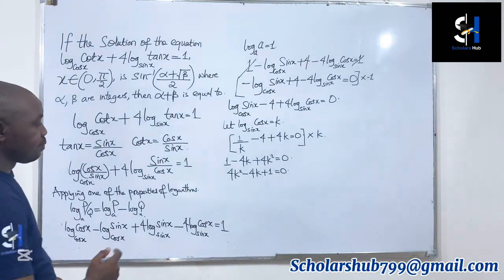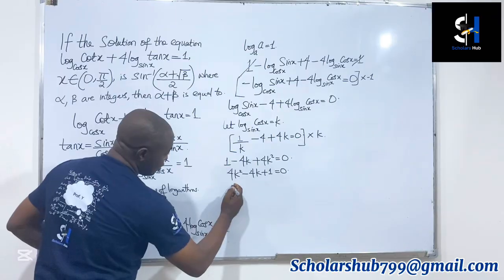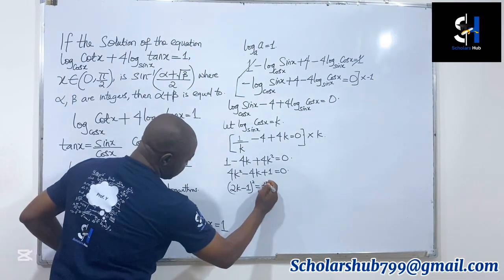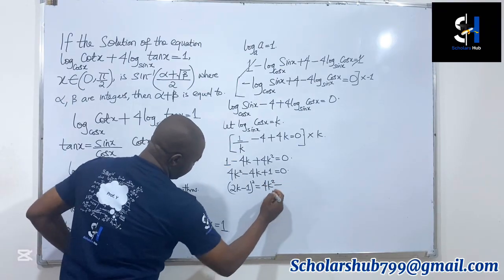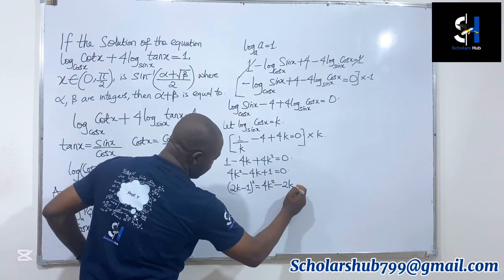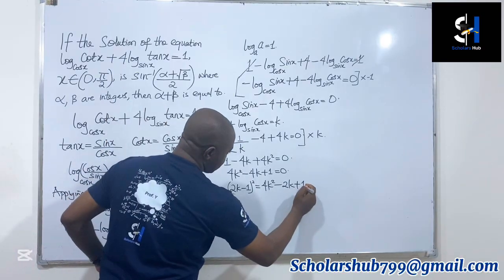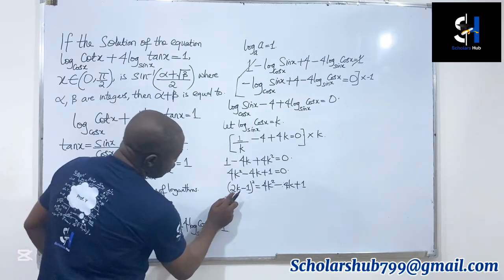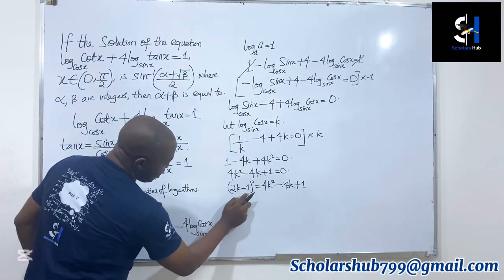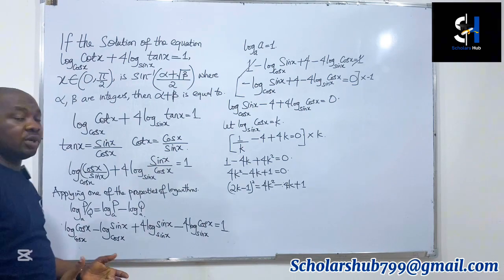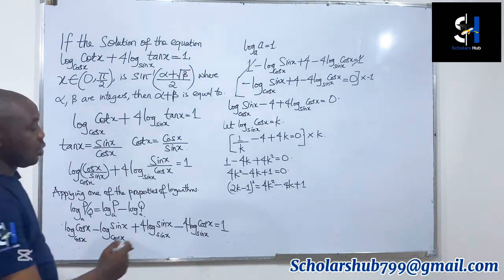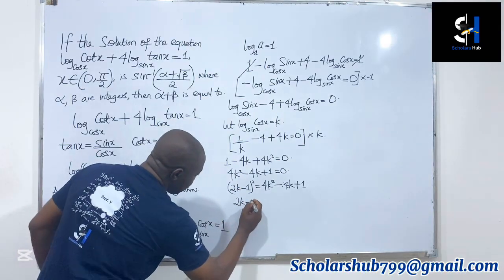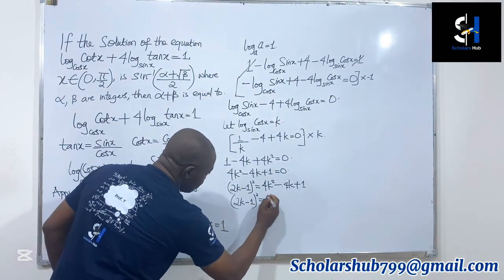Now, we know that (2k minus 1) squared is the same thing as 4k squared minus 2k plus 1 minus 2k, that is 4k squared minus 4k plus 1. So which means that we can write this as (2k minus 1) raised to the power of 2 equals 0.